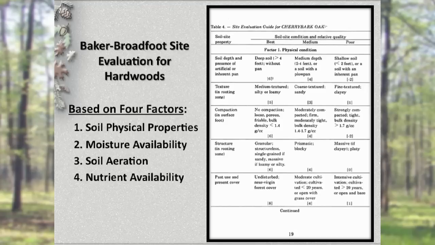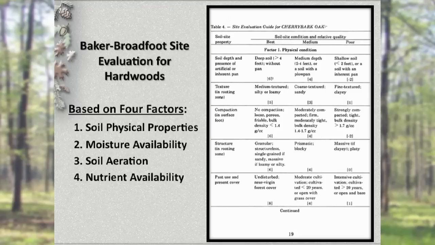I've listed a table on the presentation that shows a site evaluation for cherry bark oak. You can see that if I have a deep soil greater than 4 feet, I've given a grade of 6. However, if I have a shallow soil, less than 2 feet, or soil with an inherent pan, it's going to receive a grade of -2. So subsequently, you can see how much the soil depth plays in favor of a high value species such as oak.